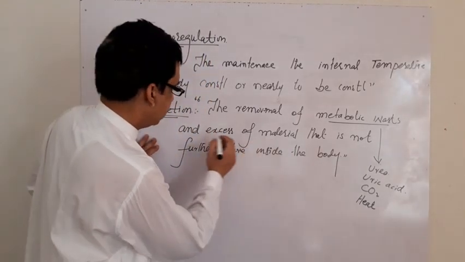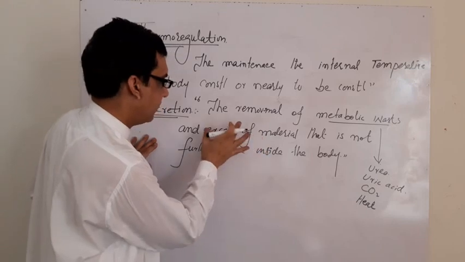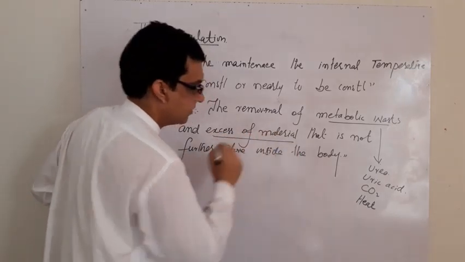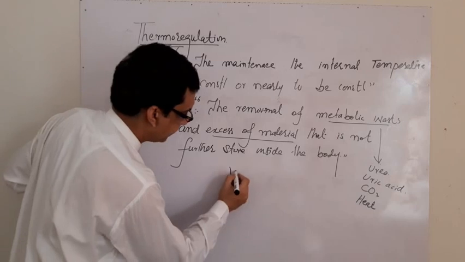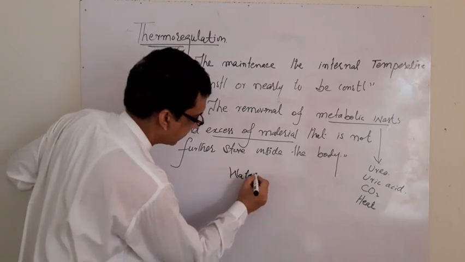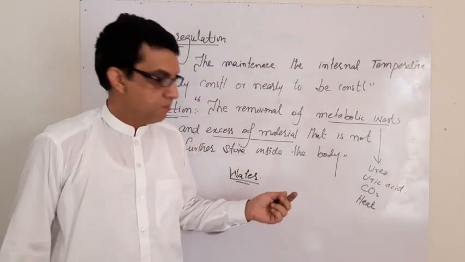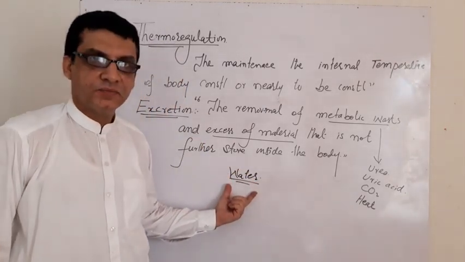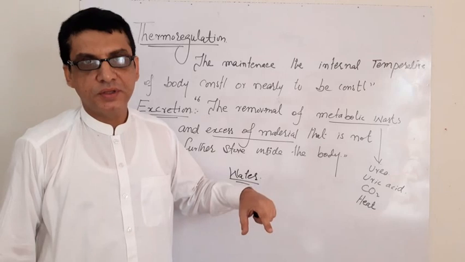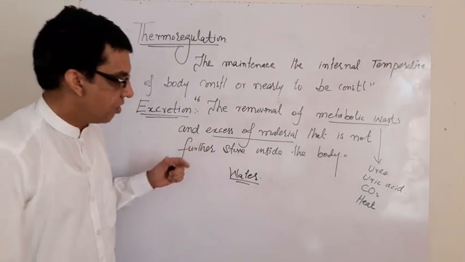Now the second point of this definition, excess of material. Water is not poison, but if it is in excess, it will be removed from the body. So this is also excretion.